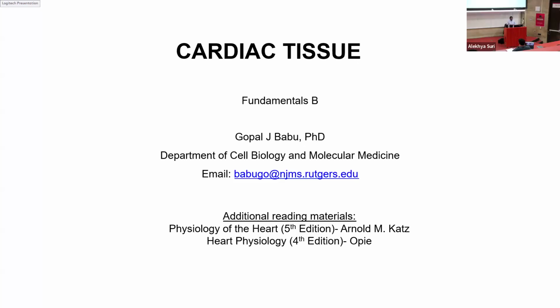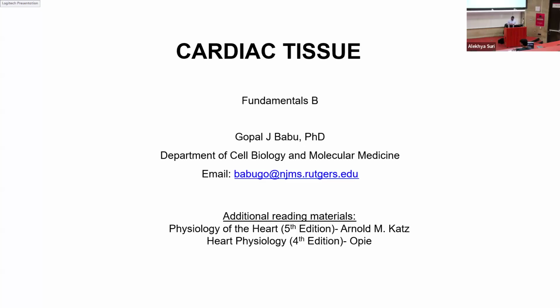I'm going to give you only the basics, not the cardiac physiology. We're going to see some basic anatomy and then a little bit on molecular biology of muscle contraction and some examples with disease models.